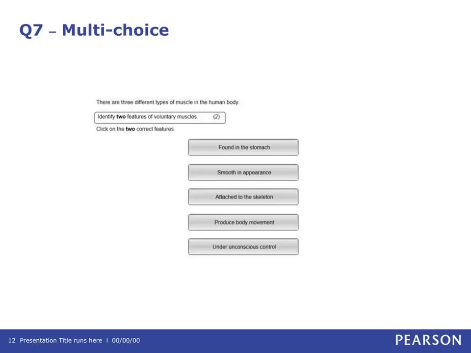Question 7. This question is a straightforward multiple choice. Learners found this question challenging. While most learners are familiar with the types of muscle and their location, fewer learners were able to make the link that skeletal muscles are voluntary. Thus, we are effectively looking for two features of skeletal voluntary muscle in this question. Answer: attach to the skeleton and produce body movement.